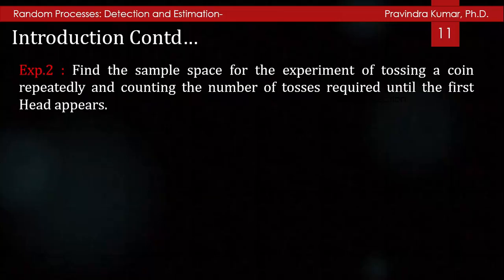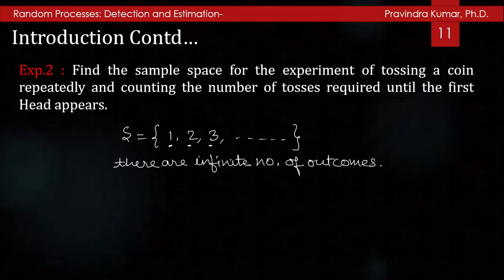Now let us take another example. Find the sample space for the experiment of tossing a coin repeatedly and counting the number of tosses required until the first head appears. So what will be the sample space here? The sample space will be 1, 2, 3 and so on. So you can say that my head can come in the first toss or second or third and so on. So there are an infinite number of outcomes in the sample space.